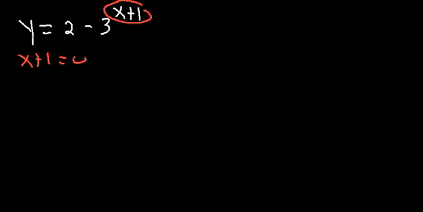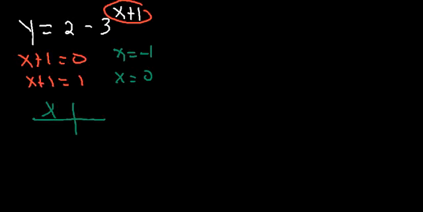So let's try another one. So let's say we have y is equal to 2 minus 3 raised to the x plus 1. So set the exponent x plus 1 equal to 0 and 1, and solve for x. So x is equal to -1 and x is equal to 0. And then make your table. So we're going to plug in -1 and 0 for x.